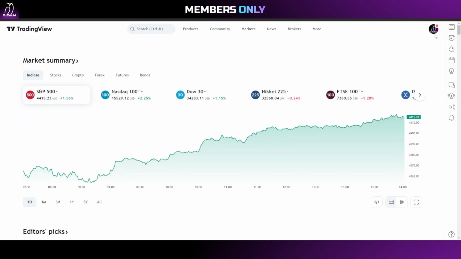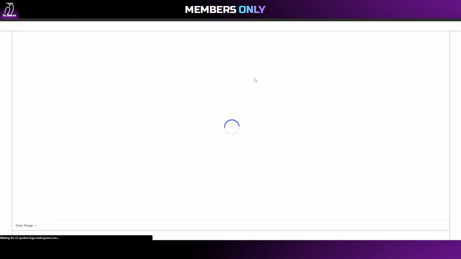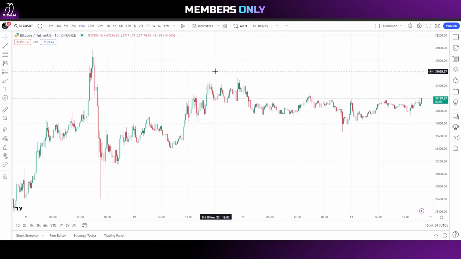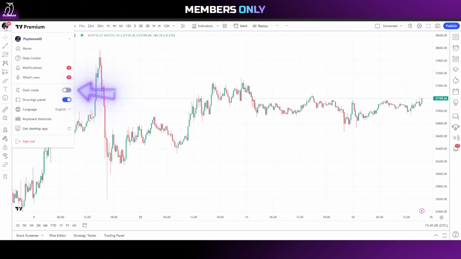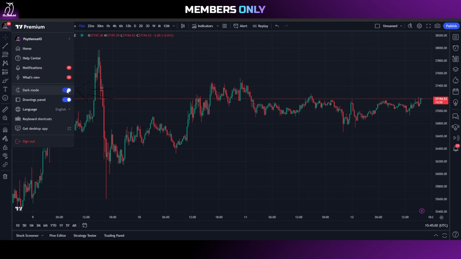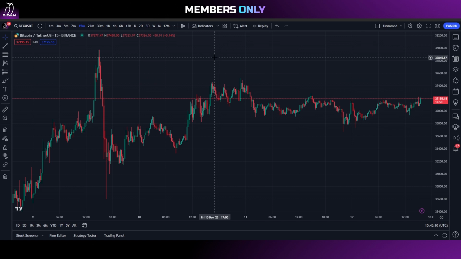Once we are into TradingView, we are going to head to the Bitcoin chart, and this tutorial will take place on the Bitcoin chart. The first thing I want to do on this fresh TradingView account is to click dark mode on. This will make our chart look a lot better. Now, if you've done the onboarding process, you want to click on indicators right here at the top.